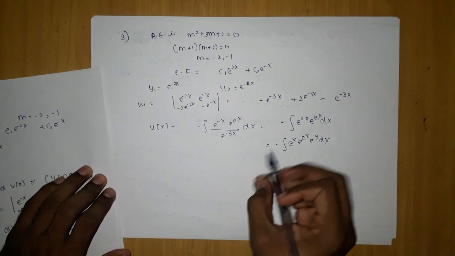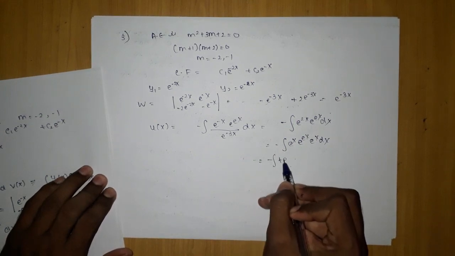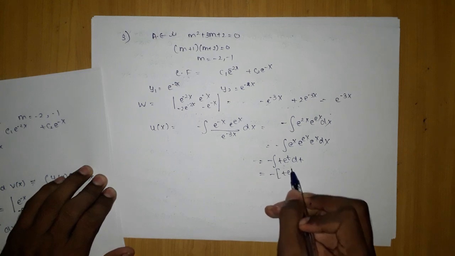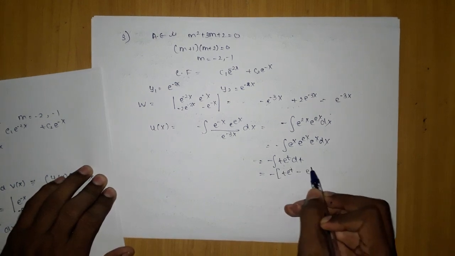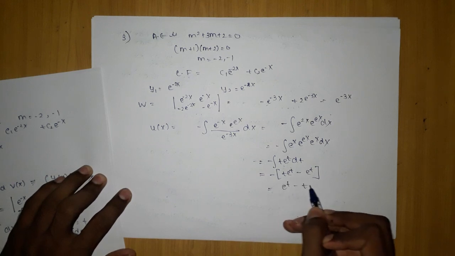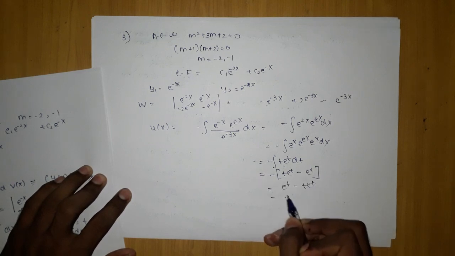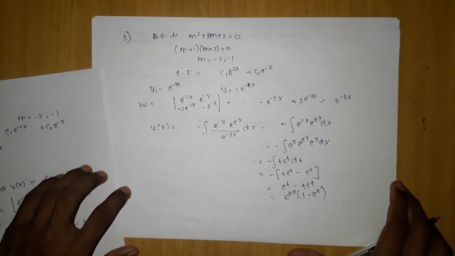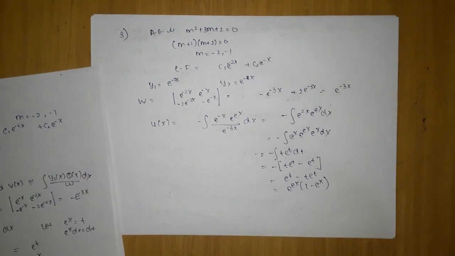So here if I do the same thing, I will consider this t, it will be e to the power t into dt, which will give me minus t e to the power t minus e to the power t, which will be e to the power t minus t e to the power t. If I substitute, I will take e to the power x common, 1 minus e to the power x. So this is our required answer.